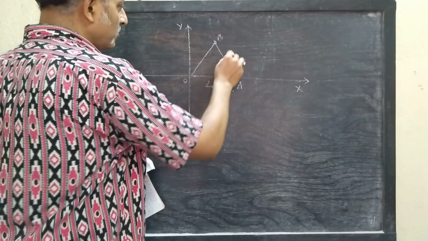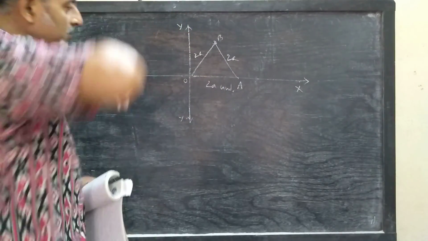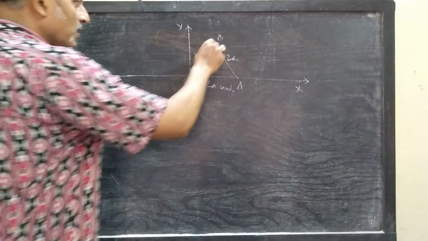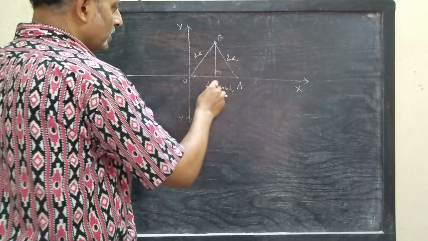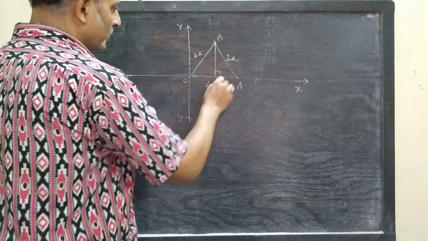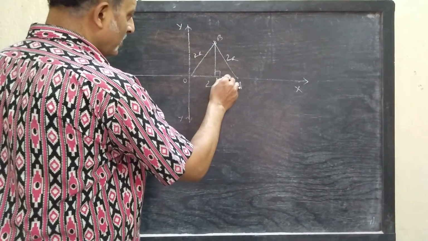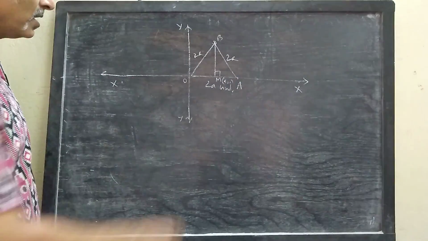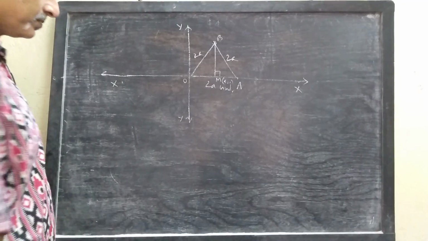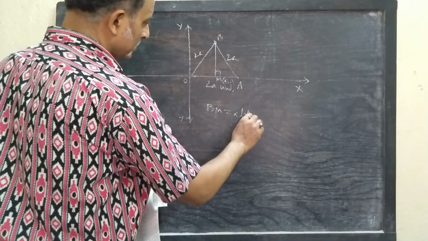Now, according to the definition of an equilateral triangle, each side will be of equal length. Now, if you draw a perpendicular from B to OA, say BM, then M is the midpoint of OA. So the x-coordinate of point M is A. So the coordinate of M is (A, 0). Now, what is BM?